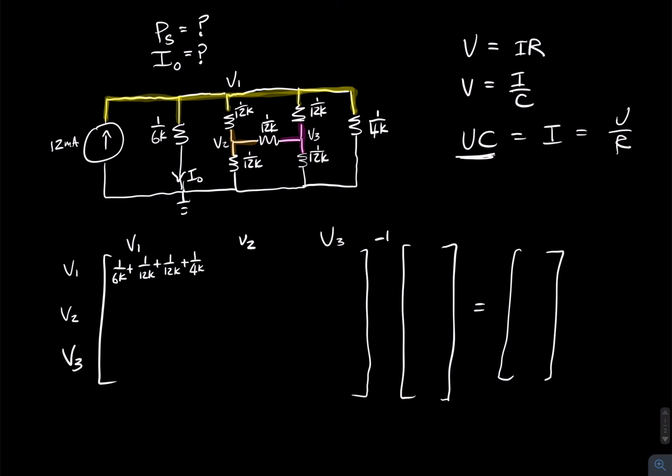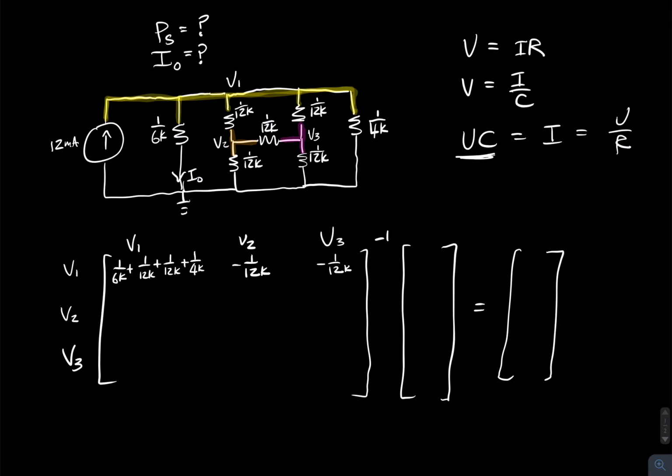Alright? So we can think about if it's leaving V1 and it's entering V2, if we're saying V1 minus V2 divided by 12 kiloohms, we can say V2 is always going to be negative since it's always going to enter. And so V2 in this case is just going to be 1 over 12K, with that negative sign in the front. Same thing for V3, it's entering into V3, so V3 is also just going to be minus 1 over 12K.